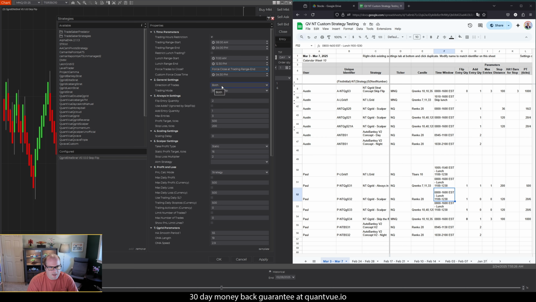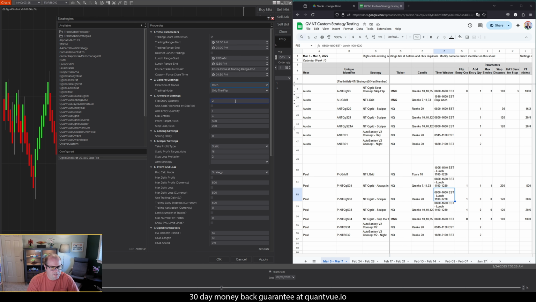For QGrid 3, I use both directions. You can change to whatever you want. If you only want to take longs, click long. If you only want to take shorts, click short. The trading mode we've already gone over. So the next settings that we're going to look at, I know it says always in, but this is a form of always in.